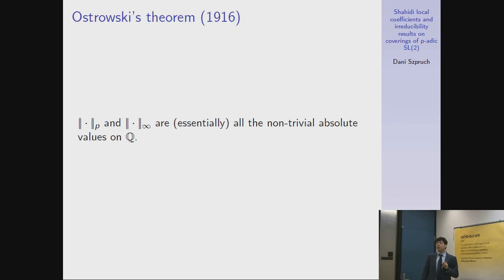This exhausts all absolute values on Q. The P-adic one and the Archimedean one are essentially all non-trivial absolute values on Q. By essential, I mean if you take any other, you will get the same topology. There are no more topologies you can create this way.